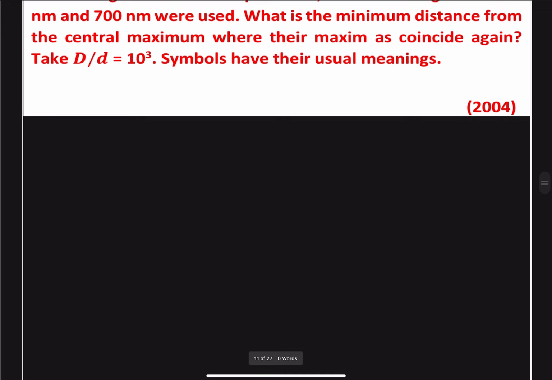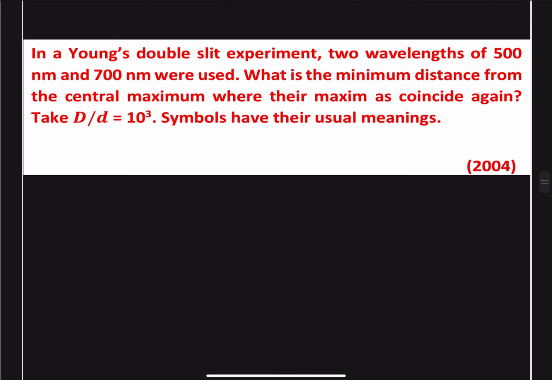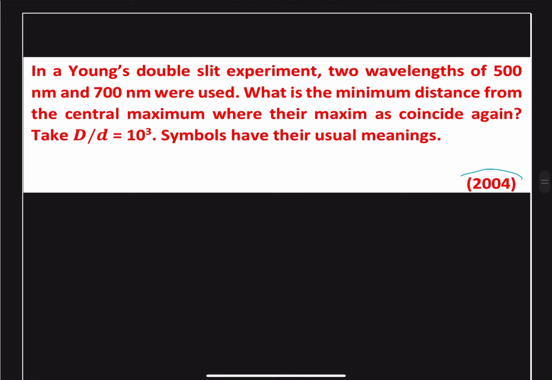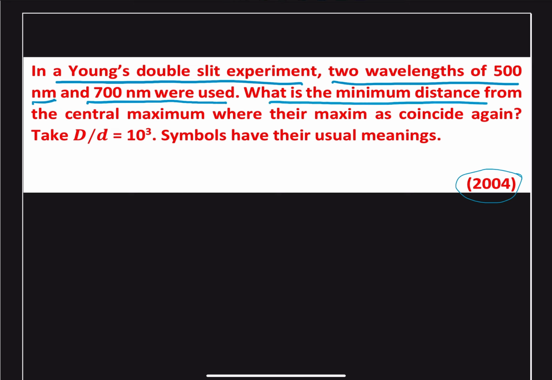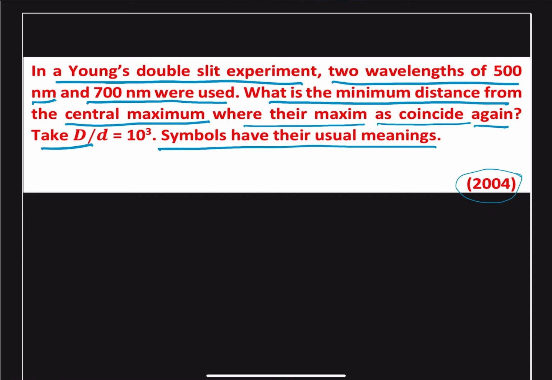Next question. It was also asked in 2004. It states that in Young's double slit experiment, two wavelengths, 500 nanometer and 700 nanometer, were used. What is the minimum distance from the central maxima where their maxima coincide again? Taking D as this, the symbols have their usual meaning. So we have to find out the point where their maxima are going to coincide again.